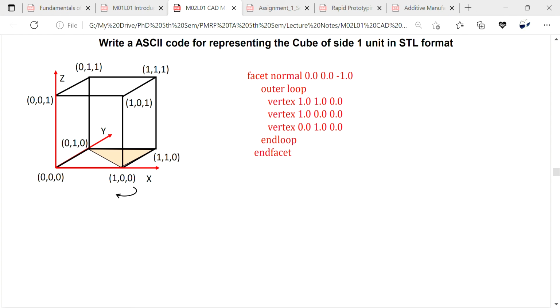Actually, I couldn't get your question. Rotational translation matrix, is it regarding some numerical, or are you asking for the codes?